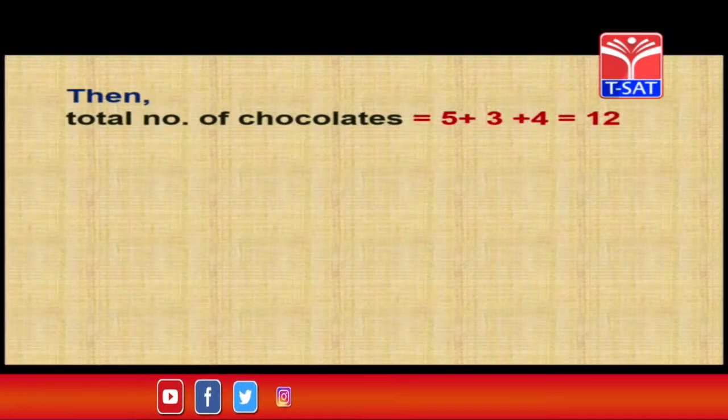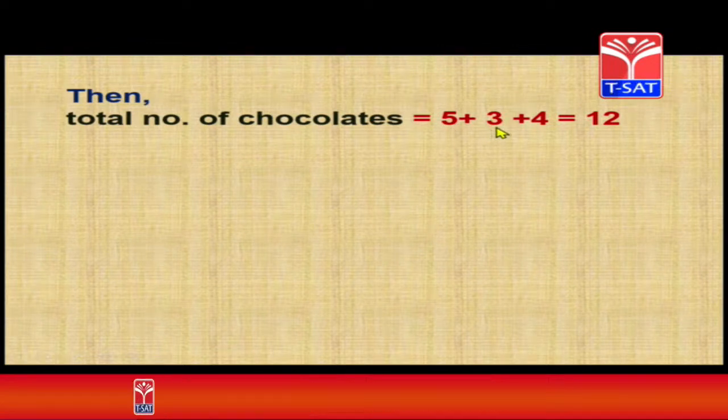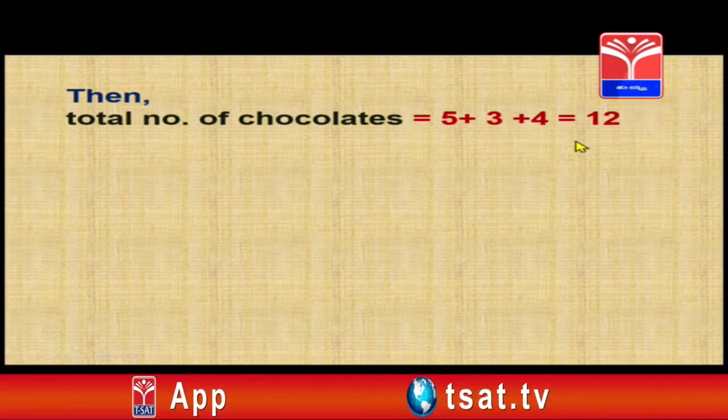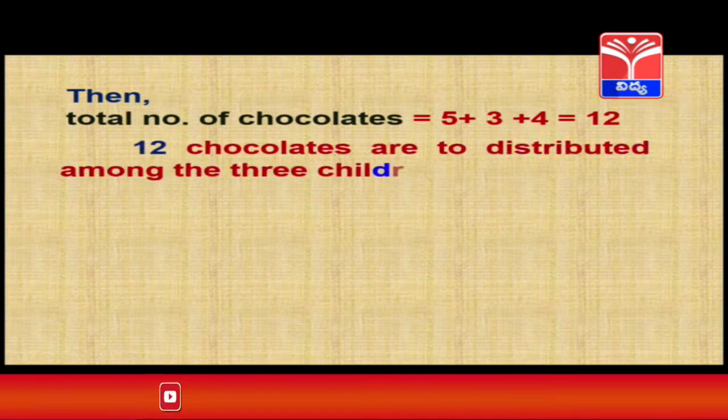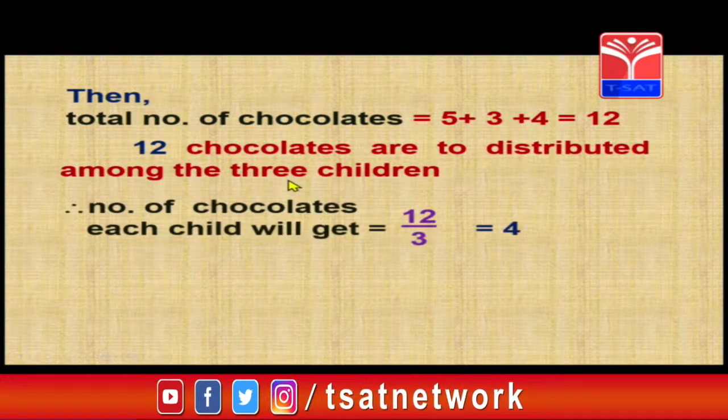Please see. The total number of chocolates brought by Amit, how many are there? 5. Raj, how many are there? 3. And Kiran, how many are there? 4. So, 5 plus 3 plus 4, how much is it? 12. So, what do I have to do? The 12 chocolates are to be distributed among how many children? 3 children, right? Now, how many chocolates will each get?